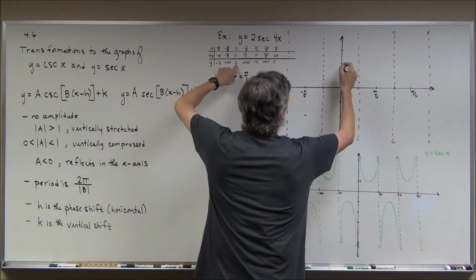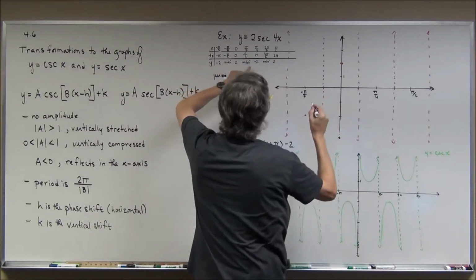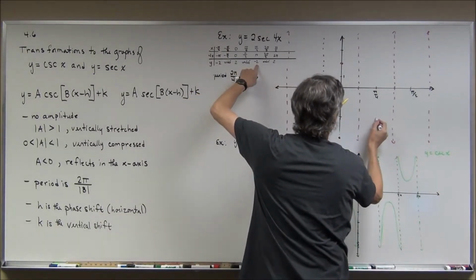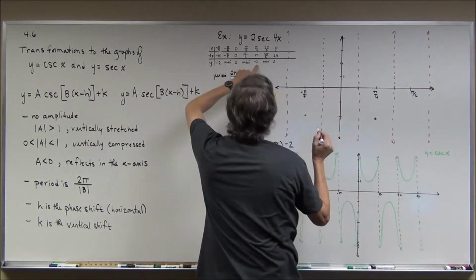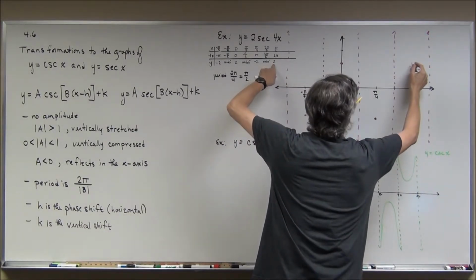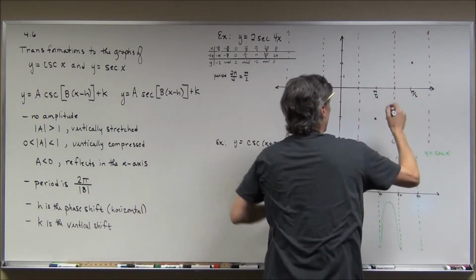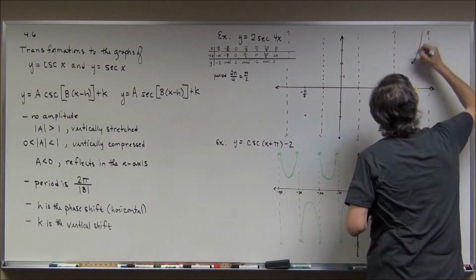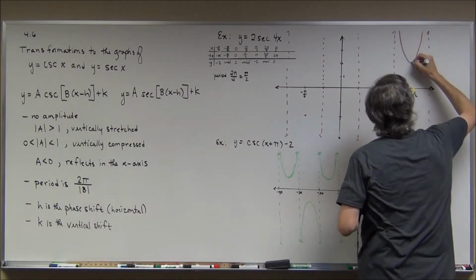At 0, we're going to be at positive 2. At pi over 4, we're going to be at negative 2. That's almost the same color there. Maybe I should pick something different here. And pi over 2 would be up here at 2. And so our graph is going to look something along this line here.